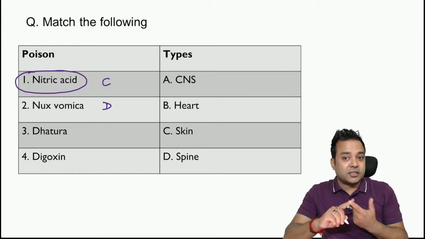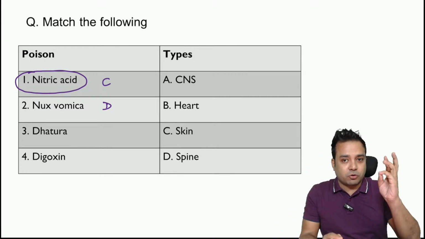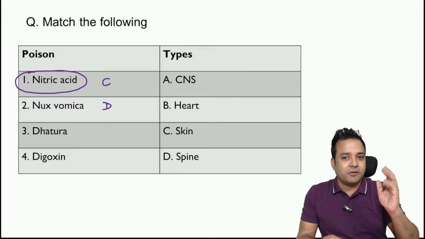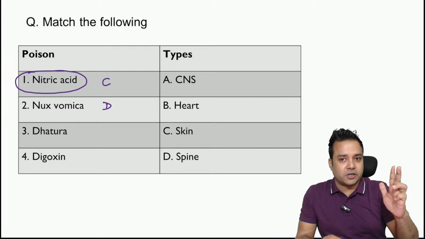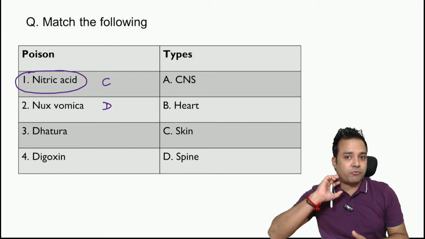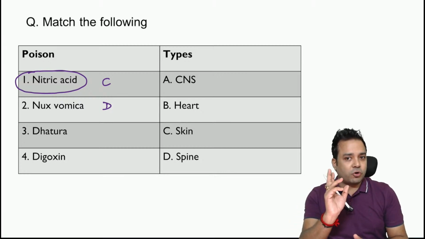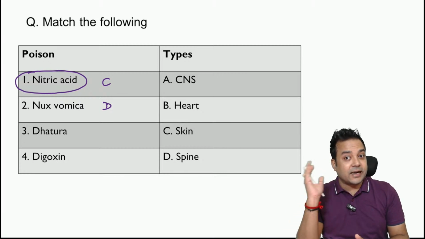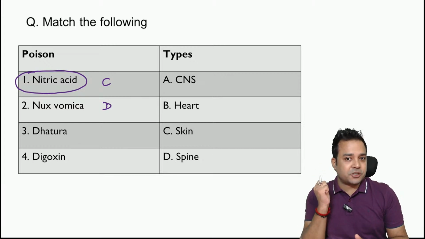What are the spinal postures in strychnine poisoning? Opisthotonus, emprosthotonus, pleurosthotonus. Which one is most commonly seen? Opisthotonus. What is opisthotonus? Backward bending of the spine like a bow. What is emprosthotonus? Forward bending. What is pleurosthotonus? The L of pleurosthotonus will tell us lateral bending. So these are the 3 spinal postures.